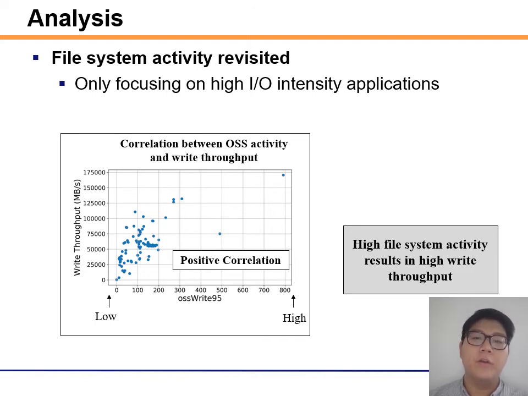As shown in the figure, we can observe that there is a positive correlation between the data server activity and the application performance when only the high IO intensity applications are focused on. This suggests that when IO-intensive applications are running, the overall file system activity is dominated by that application, and we can predict the IO performance by looking at the data server activity.